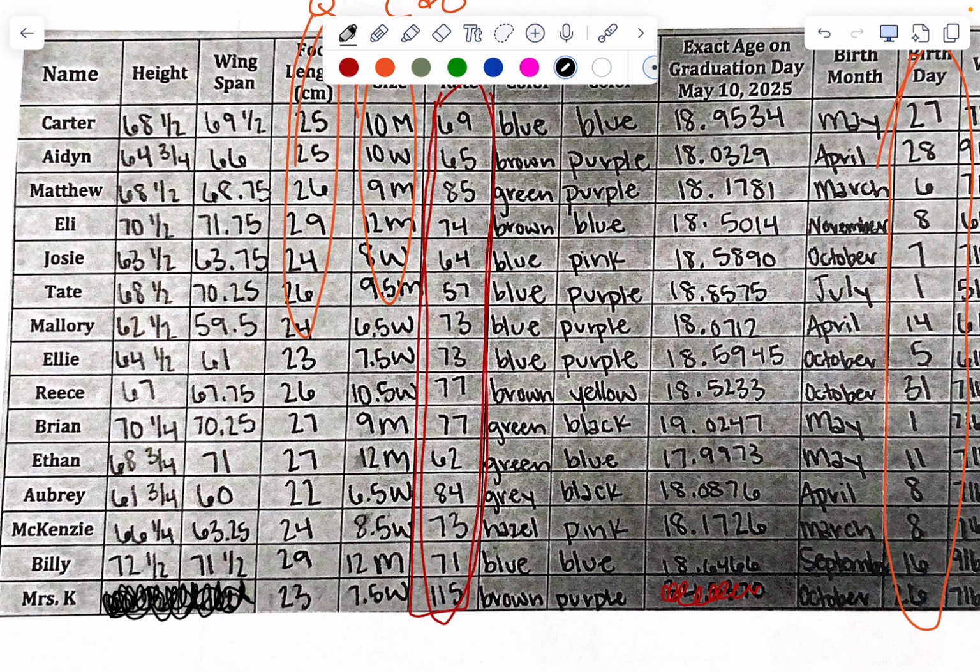68.5, 64.75, 68.5, 70.5, 63.5, 68.5, 62.5, 64.5, 67, 70.25, 68.75, 61.75, 66.25, and 72.5.